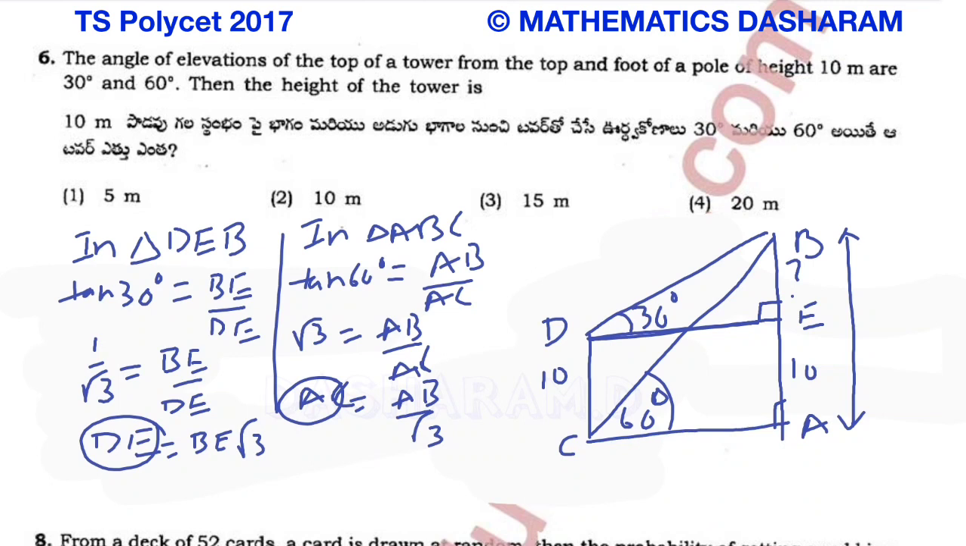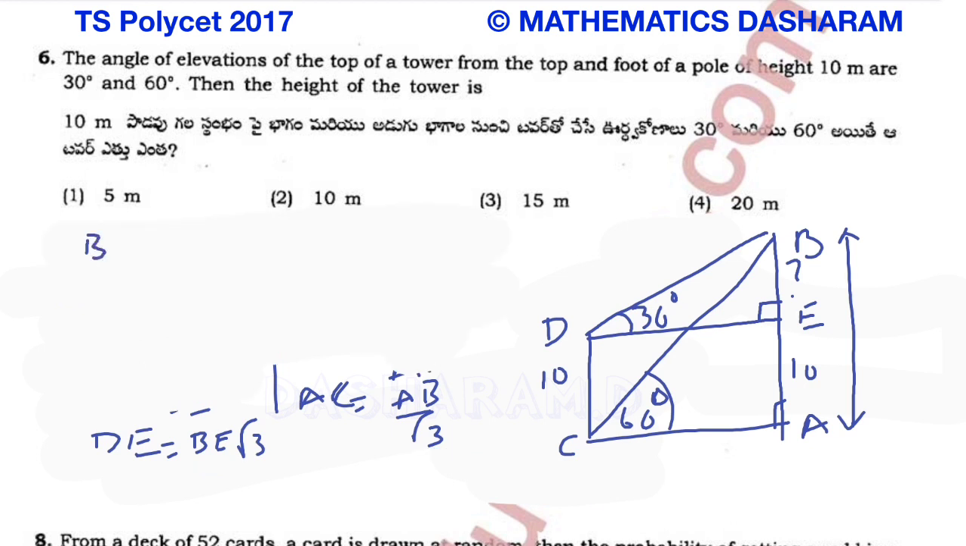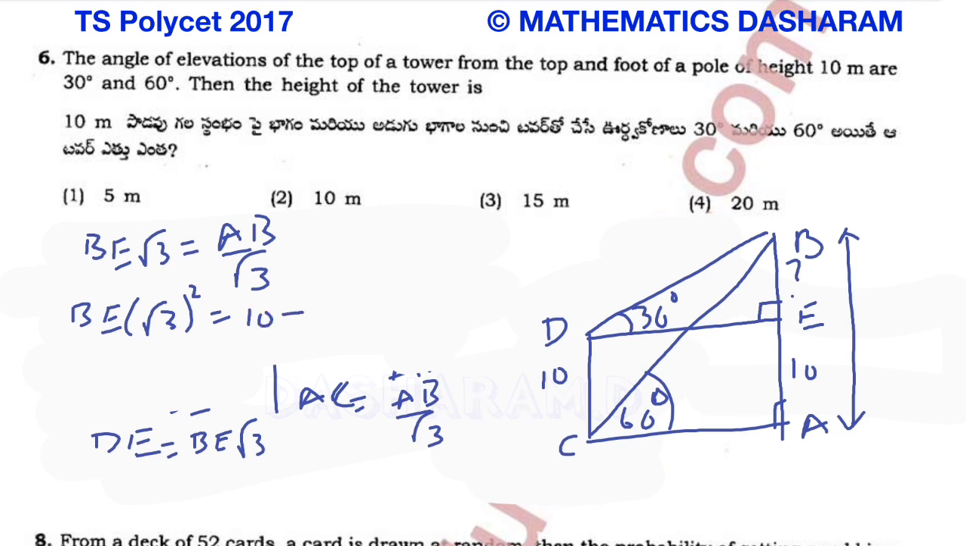Then we can equate their RHS values. What are the RHS? BE root 3 and AB by root 3. Let us equate them. So BE into root 3 equal to AB by root 3. So BE into root 3 whole square, because this denominator transposed to left side, it is equal to AB, but AB value can be written as 10 plus BE.